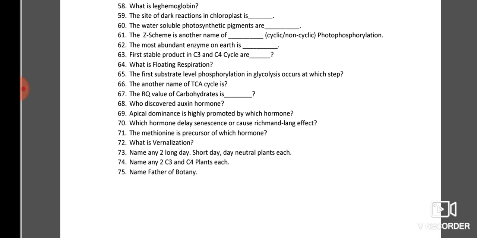Floating respiration is the respiration where the substrates are lipids or carbohydrates. Whenever we get energy from lipids or carbohydrates, then it is called floating respiration.